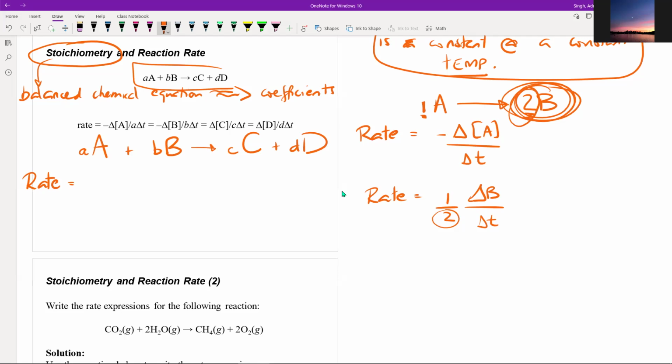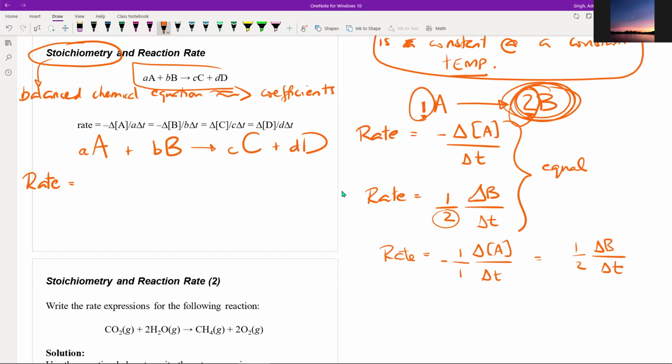So in the example, when we go back to the right side here, these two rates are equal to each other. So I can say then that the rate is equal to negative delta A over delta T, and that's equal to 1 over 2 times delta B over delta T. Okay, and to be more specific here, completely correct, I can say negative now, and I'm going to put 1 over 1 because 1 is my coefficient that I put in here. Obviously, 1 over 1 is 1, so I can eliminate that fraction, but just to show you how to write it, that's what we're going to do.